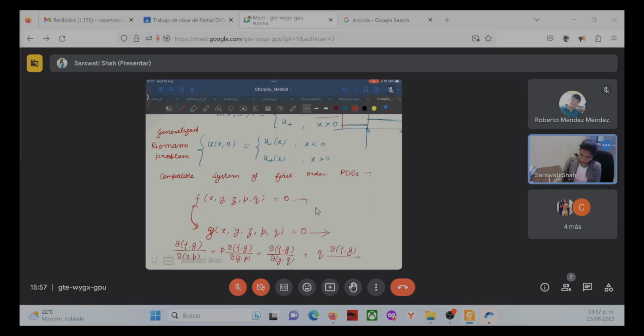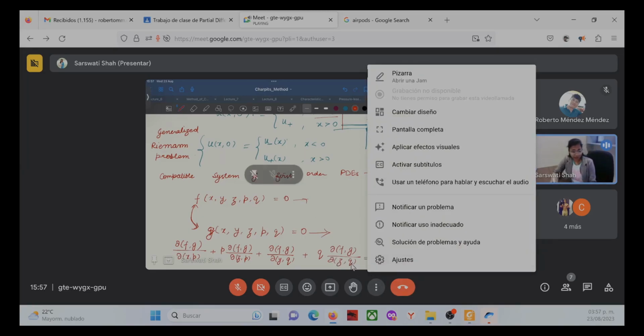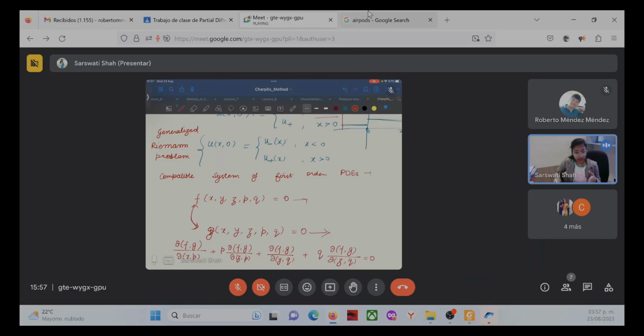So if you want to check which two PDEs are compatible with each other, if I am giving you two PDEs f and g and I am asking about their compatibility, then you just need to check this condition. If they are satisfying this condition, then those PDEs are compatible and both of them have the same solution.